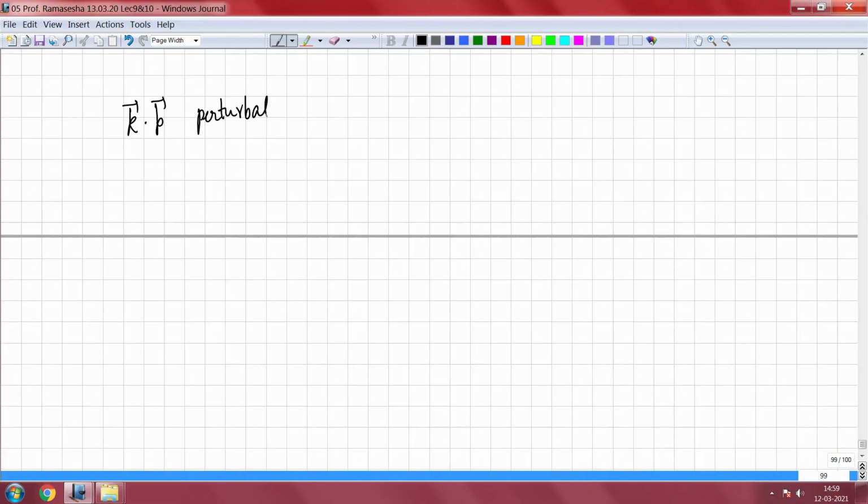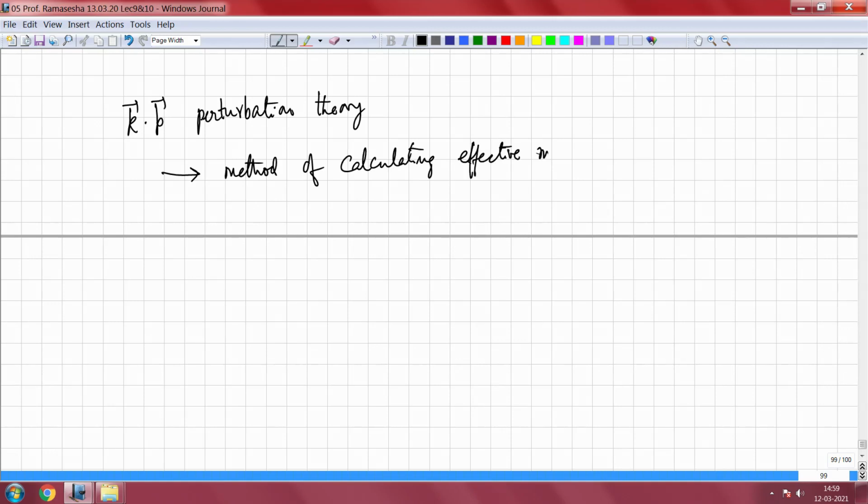Hello again, and in this particular part of the lecture what I am going to be talking about is what is called the K dot P perturbation theory. This is a method of calculating effective masses from energy band theory.